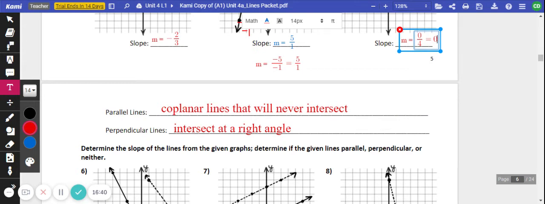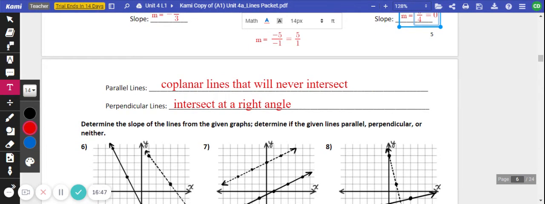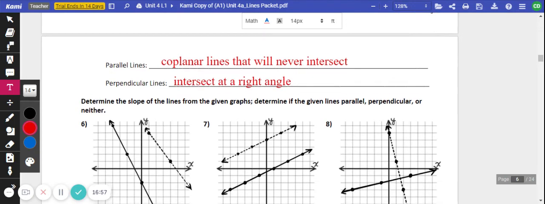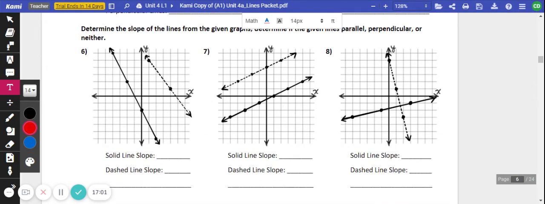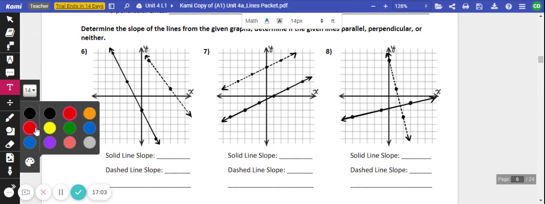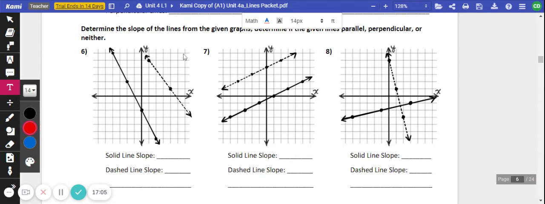So the next thing that we're going to be looking at is coplanar lines. Coplanar lines will never intersect. Parallel lines are coplanar lines that will never intersect, and perpendicular lines are going to intersect at a right angle. So looking at these, let's go ahead and take a look at the slope of these different sets of lines.